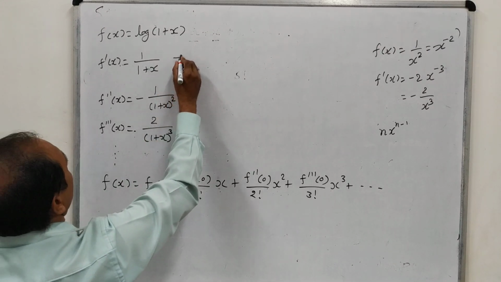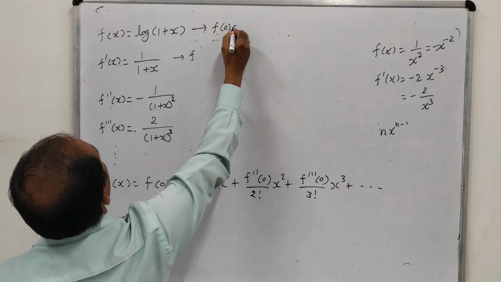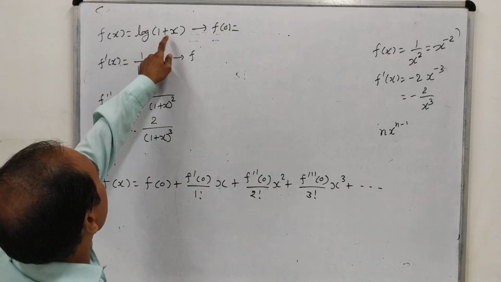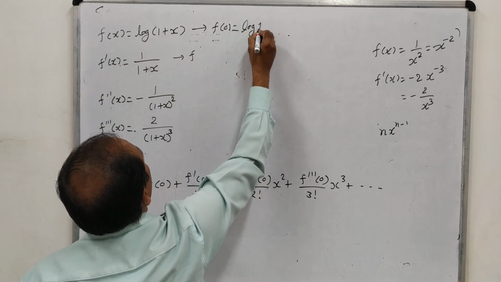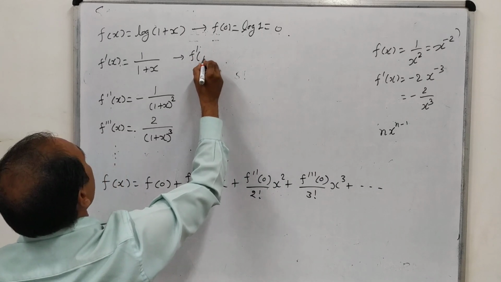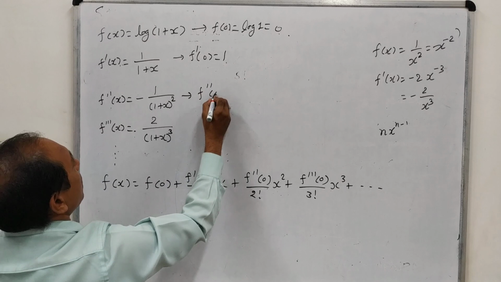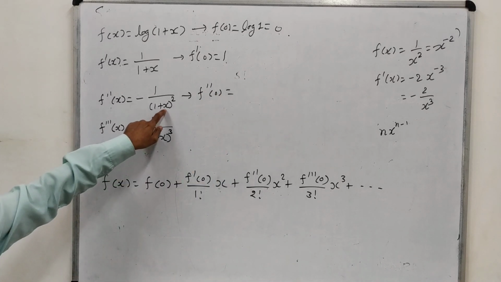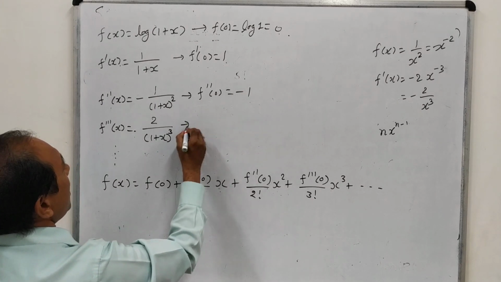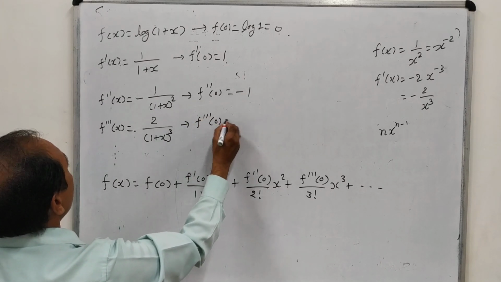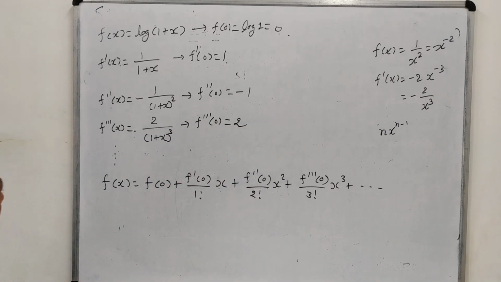So now we find out the values. First of all, f of 0: log of 1 plus 0, that means log of 1. Log of 1 is 0. Okay? Here f dash 0 is 1 upon 1 plus 0, it is 1. F double dash 0, what is this? If we put x equal to 0, it is minus 1 upon 1 square, means minus 1. Here f triple dash 0, what is this? 2 upon 1, means 2.